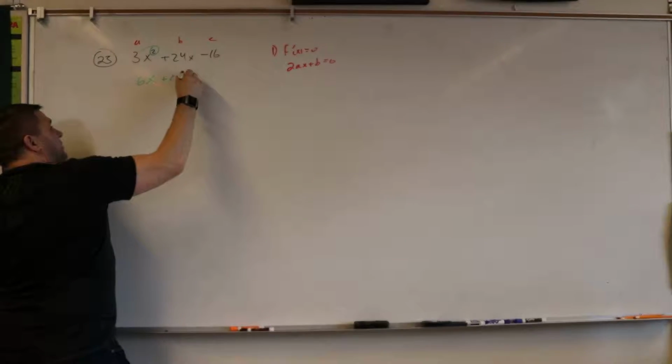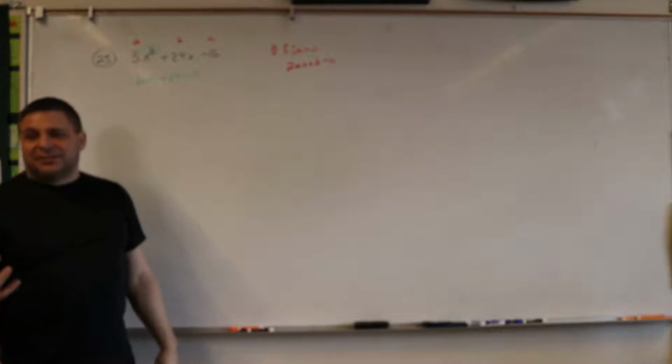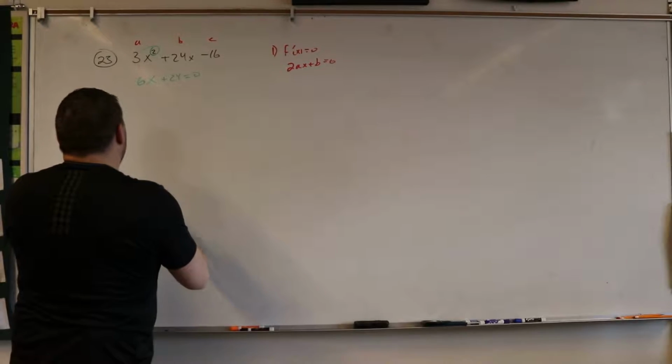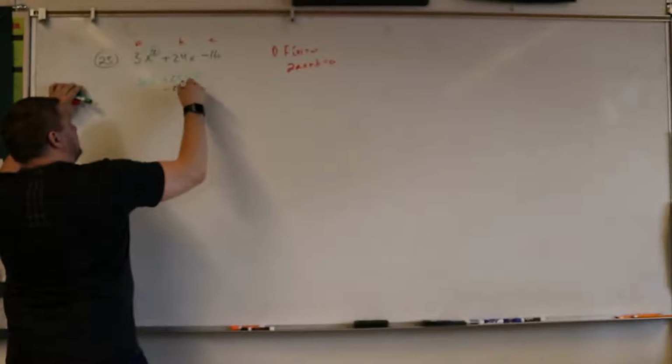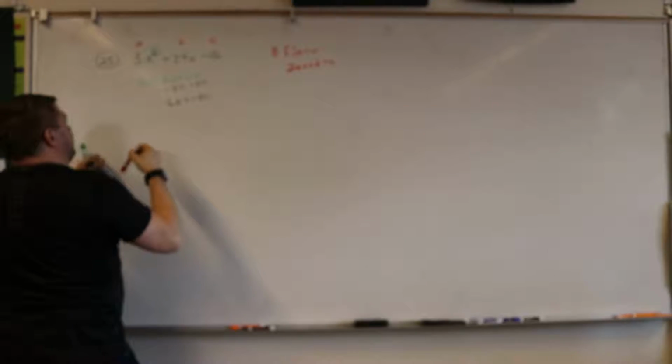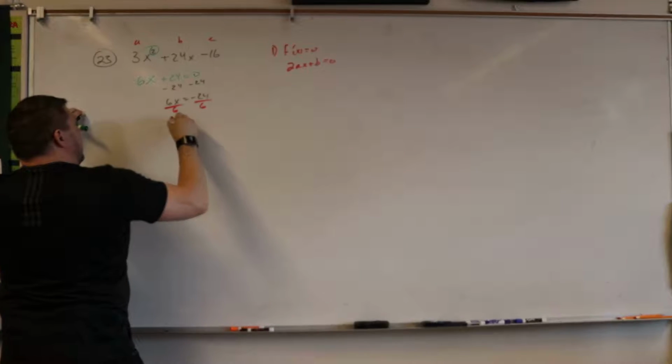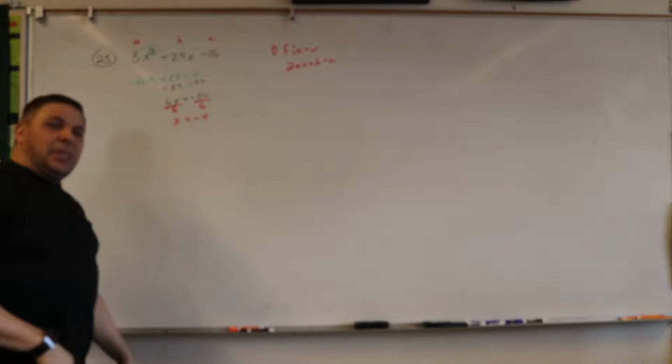But if you do the derivative, 2 times 3 is 6, plus 24 equals 0. If you do the formula, 2 times 3 is 6. That's the same thing. So plus 24 is 0. Then we solve it. We subtract 24, I get 6x equals negative 24. I divide by 6, and I get x is equal to negative 4.